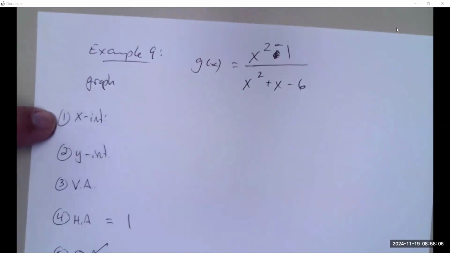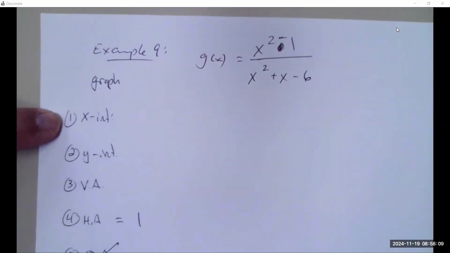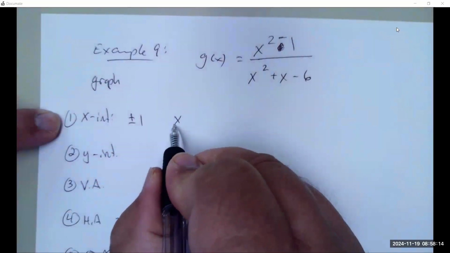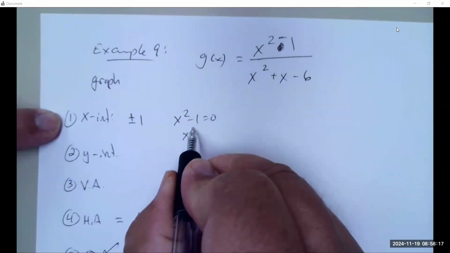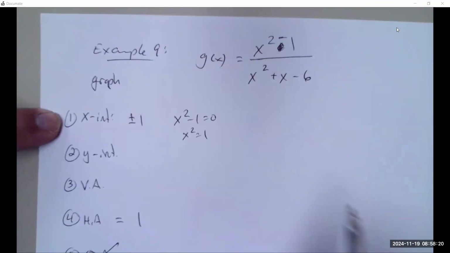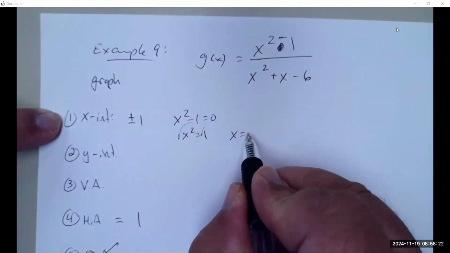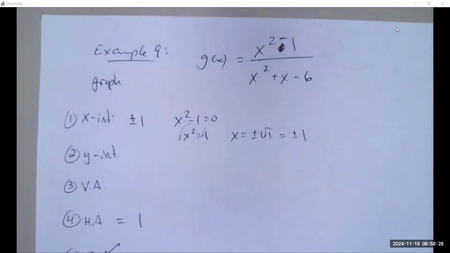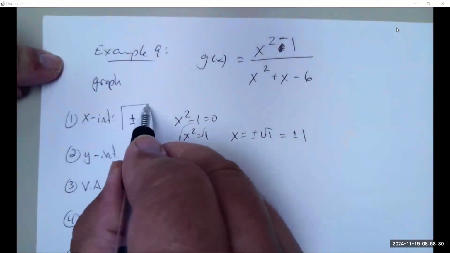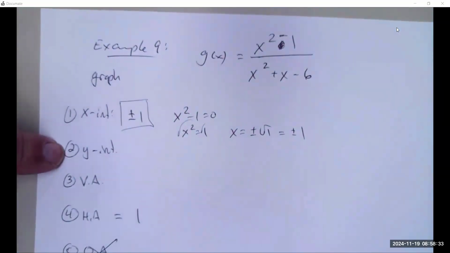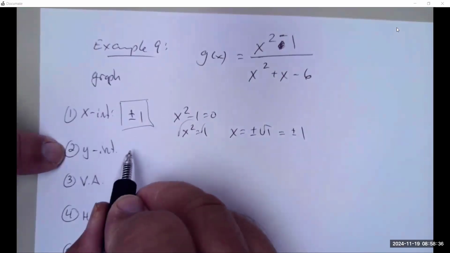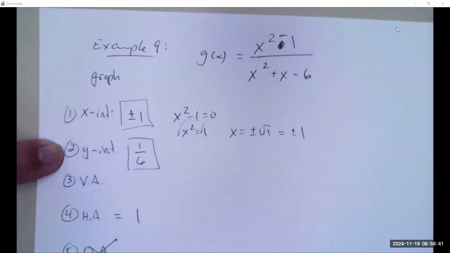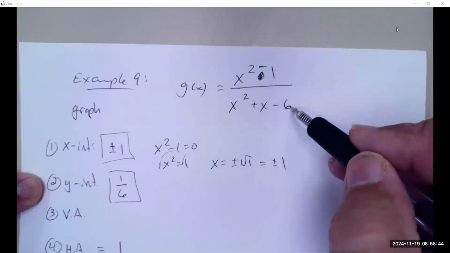What's my x-intercept? Plus or minus 1, because we take the top, x squared minus 1, set it equal to 0. And when we square root it, we get x equals plus or minus square root of 1, which is plus or minus 1. So our x-intercepts are plus or minus 1. Y-intercept is 1/6, because it's just the constants. -1 over -6 is 1/6.